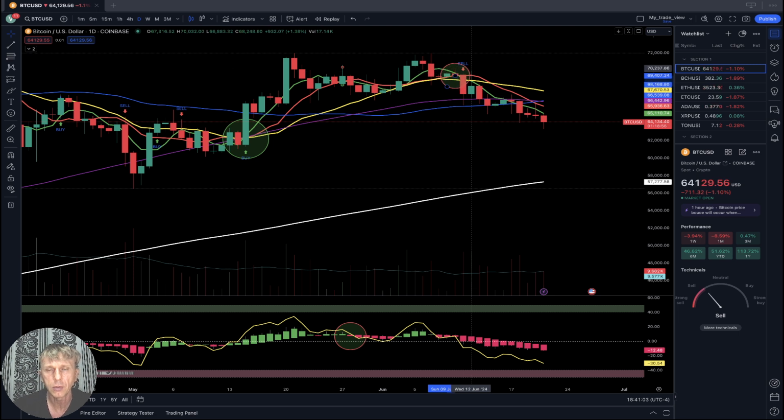Like on my chart, you see how it works. Green circle: when SMA 5 did a bullish crossover over the red line, it was a bullish trend. And red circle: when SMA 5 did a bearish crossover over red, it was a bearish trend.